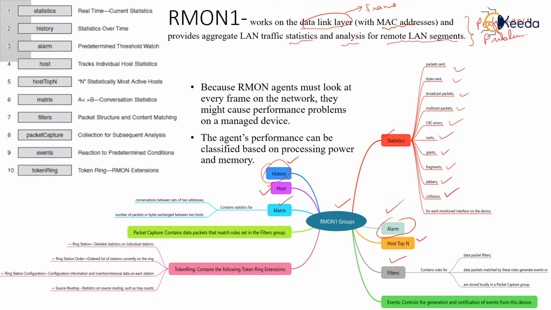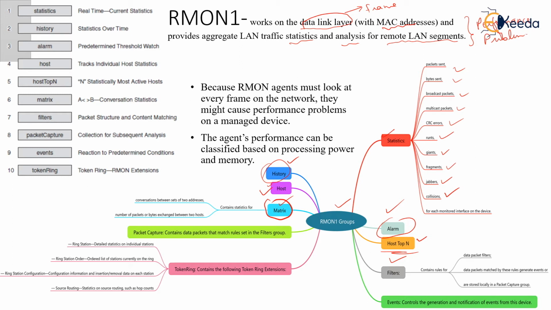It contains statistics associated with each host discovered on the network. Then host top N: it contains statistics for hosts that top a list ordered by one of the observed variables. Next is matrix. It contains statistics for conversation between a set of two addresses, including the number of packets or bytes exchanged between two hosts.